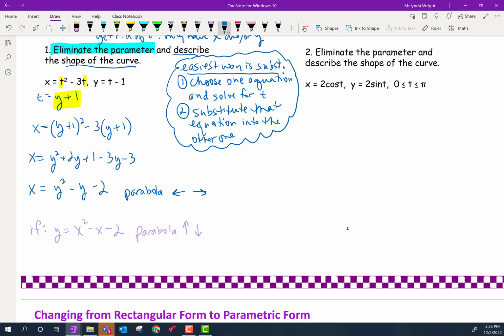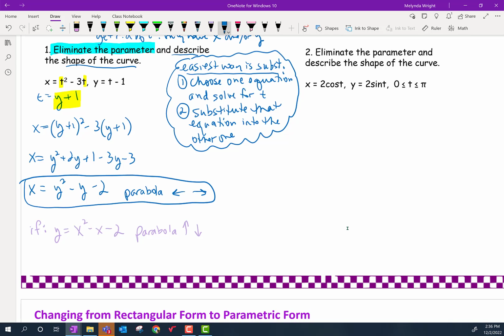Okay, and so this would be our answer. And actually this parabola opens right, but again, you don't have to know that. We really haven't gone in depth into that kind of equation. You might be able to surmise that from what we have, like if it was y equals, what would that do? That would open up. So we would open to the positive, which would be right. So that is, we eliminated the parameter, we don't have any t's anymore, and we described the shape of the curve. How are we doing?